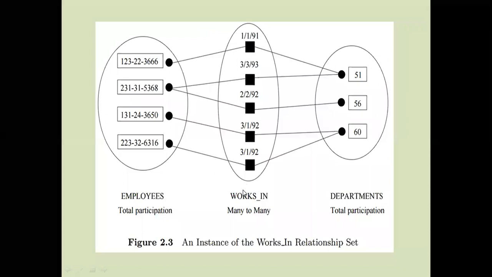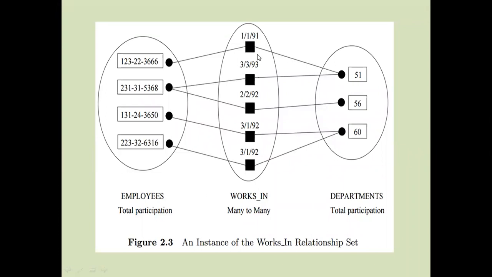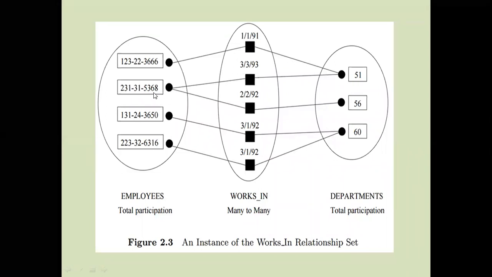Here we are using the attribute since. In some situations we use from and to also. Whatever it may be, a relationship attribute records the information about the two entities. Now if you observe here, employee 1232236 works in department 51 from 1191. In the same way, employee 5368 works in department 51 from 3393.